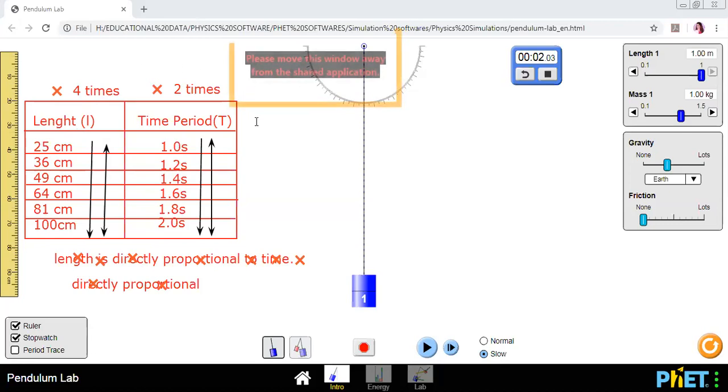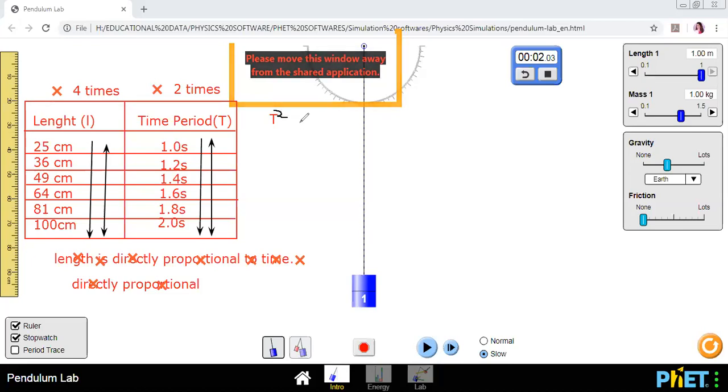So what I am going to do, see here what I am doing in class: I am taking the square of the time period. I will do one thing. I am going to find the square of T.